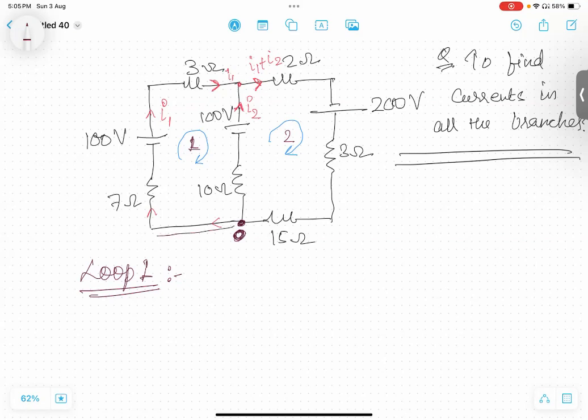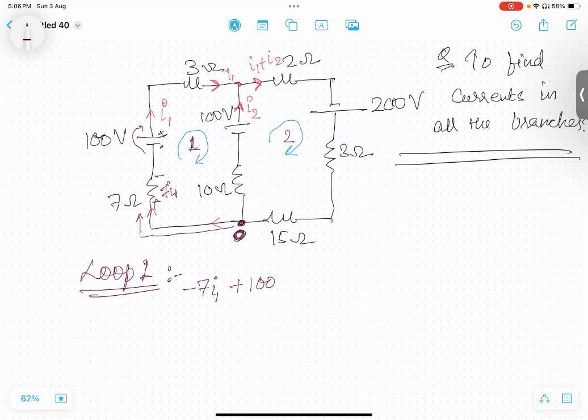When I cross this 7 ohm resistor, I will get a drop of 7I1. Agree? Why drop? Because current is going from plus to minus. So I will get a drop of 7I1. And I will cross this battery. Because in this battery I am going from minus to plus, I will get a potential raise of 100 volt. I will not write volt here because it will confuse with V.